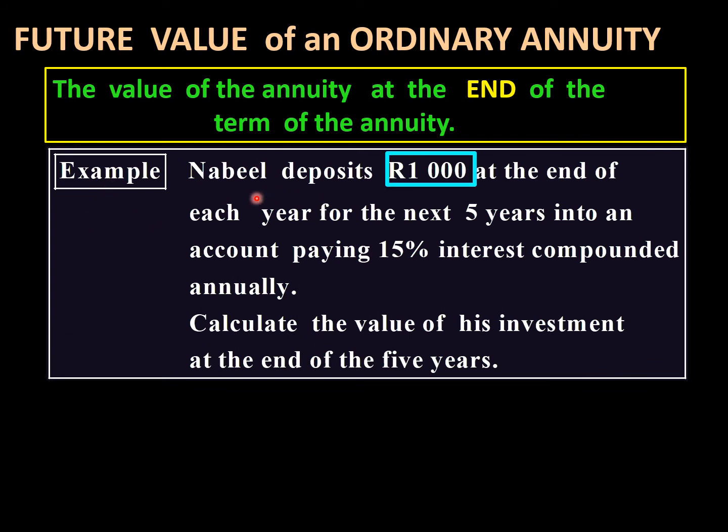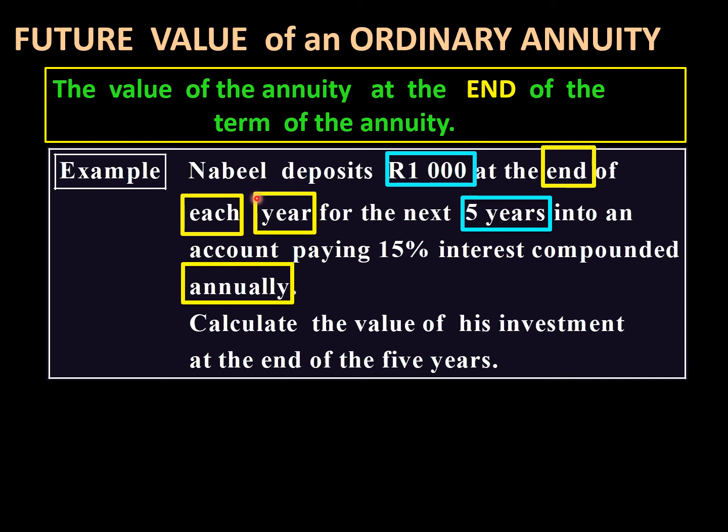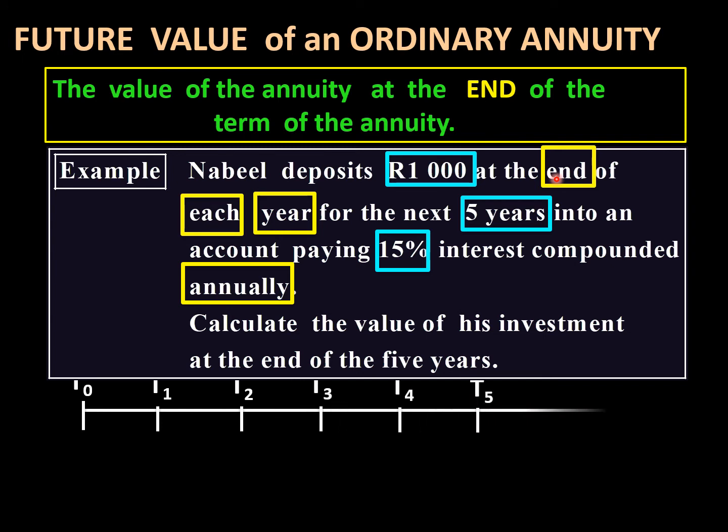Here we have 1,000 Rand, which is deposited at the end of each year, and is done for the next 5 years, and it's done annually. You see, each year and annually they match, and then we have end, and that's 15% interest compounded annually. Calculate the value of the investment at the end of 5 years.